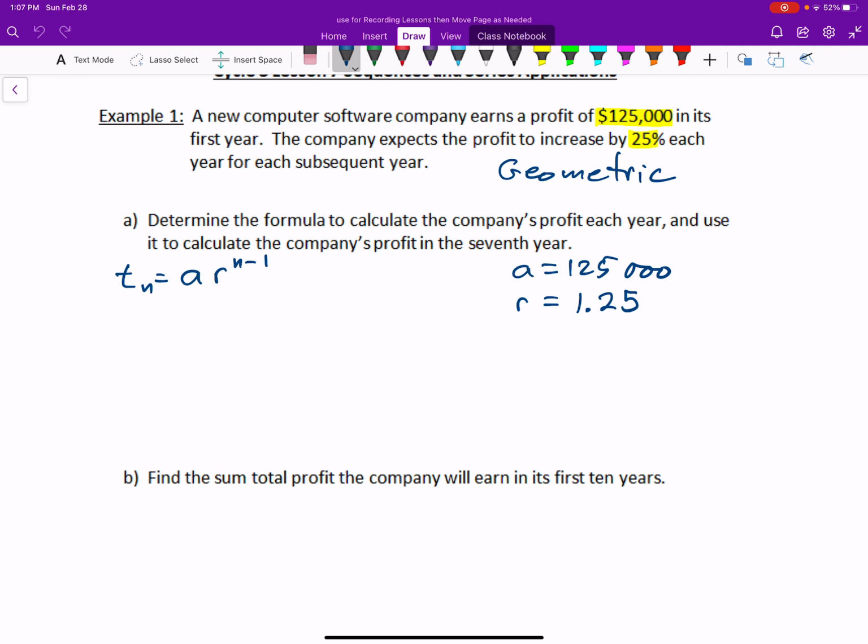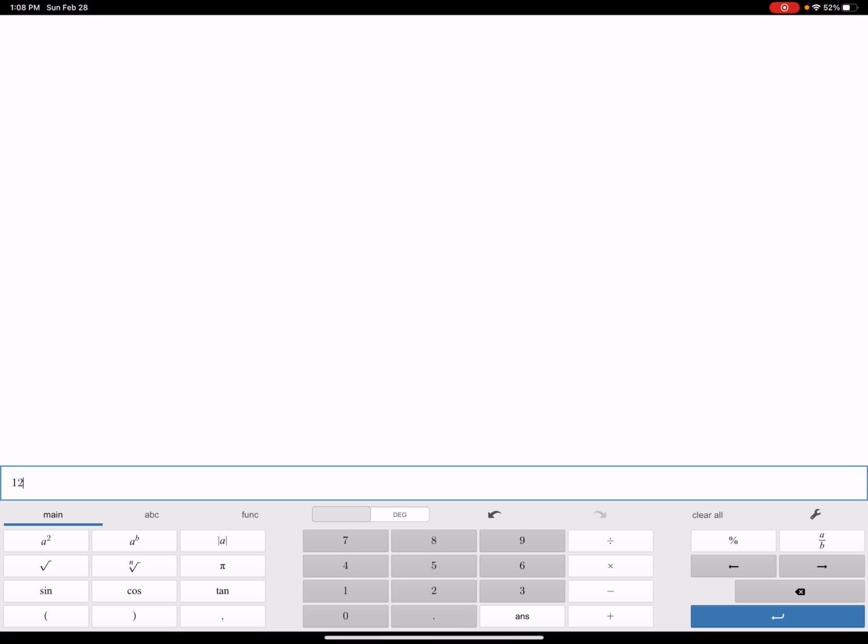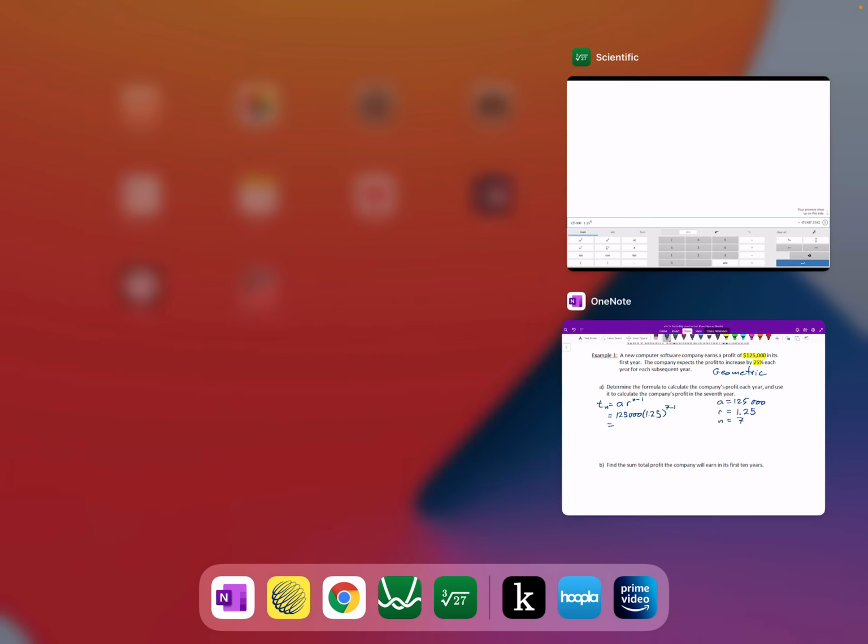And then n is just the number of years that have gone by. So in this case, the seventh year, n equals 7. So it's just a matter of plugging these numbers into their various places and then putting them in the calculator. So 7 minus 1 is obviously 6, but I just want to write it down so that we can see it, at least for starters. 125,000 times 1.25, and I will just do exponent 6. I'll simplify that. So in the 7th year, the profit is $476,837.